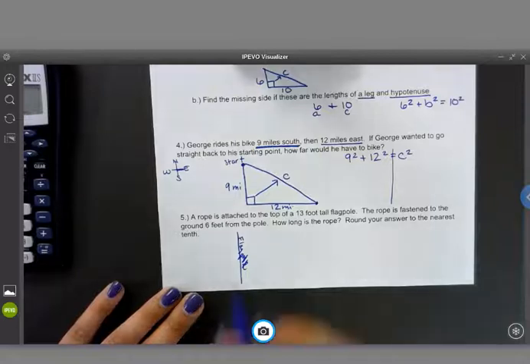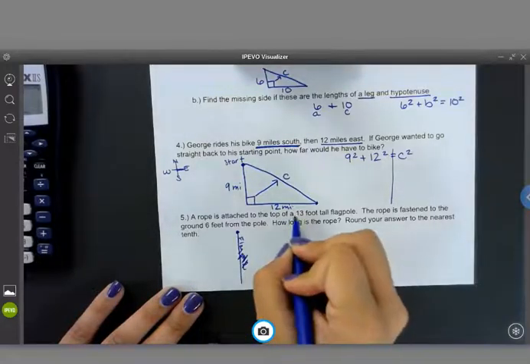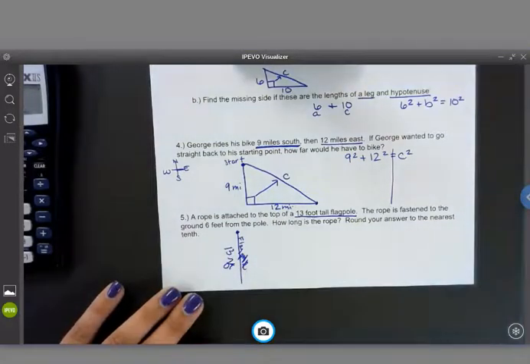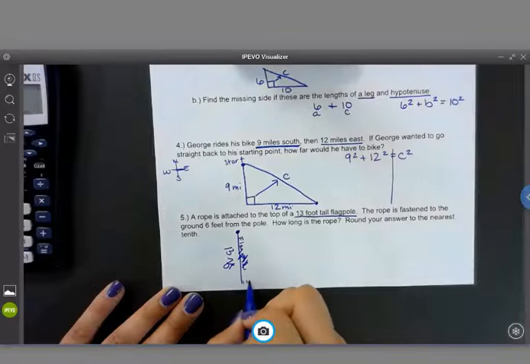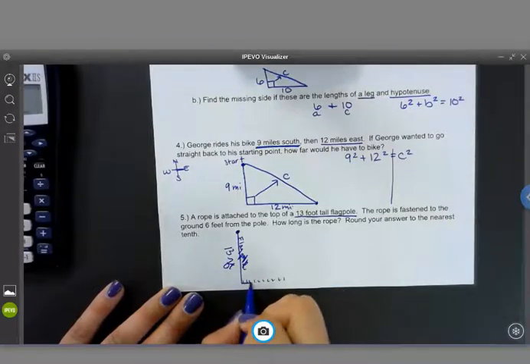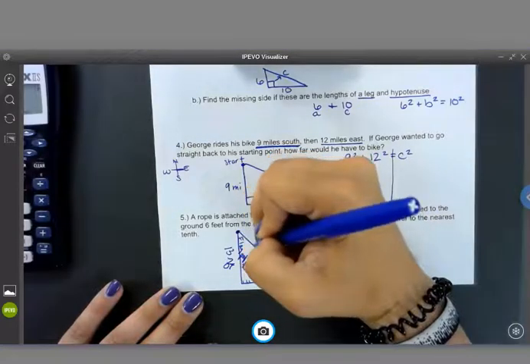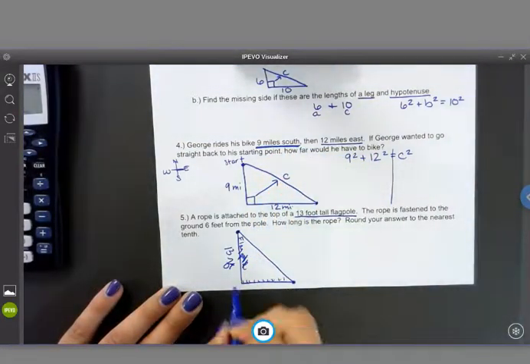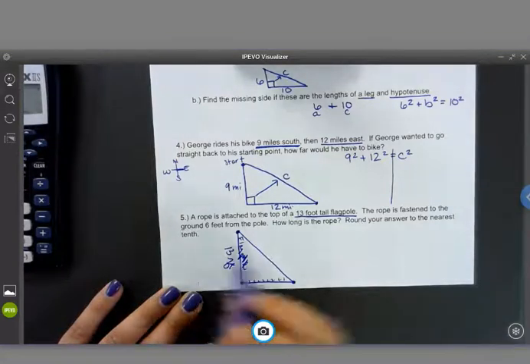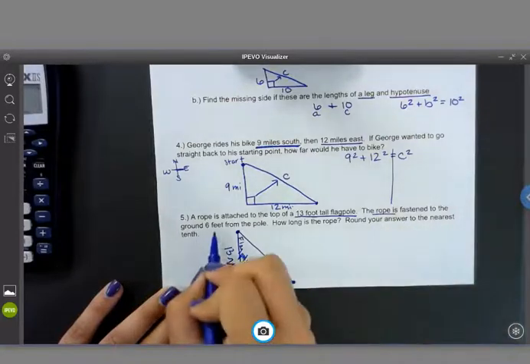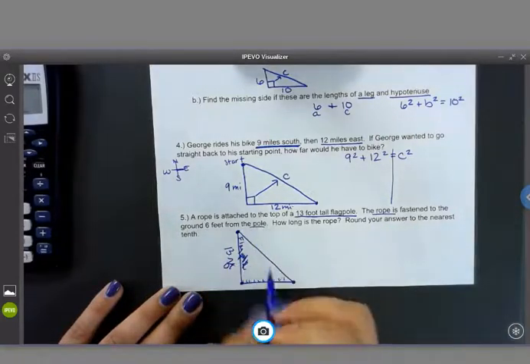So a rope is attached to the top of a 13-foot tall flagpole. So this flagpole is 13 feet. Here's the rope attached to the top. The rope is fastened to the ground 6 feet from the pole. So here's the ground, right? 6 feet from the pole is where it's fastened to. So the rope is at the top and it's fastened to the ground right here. And this distance from the end of the rope to the flagpole is 6 feet.